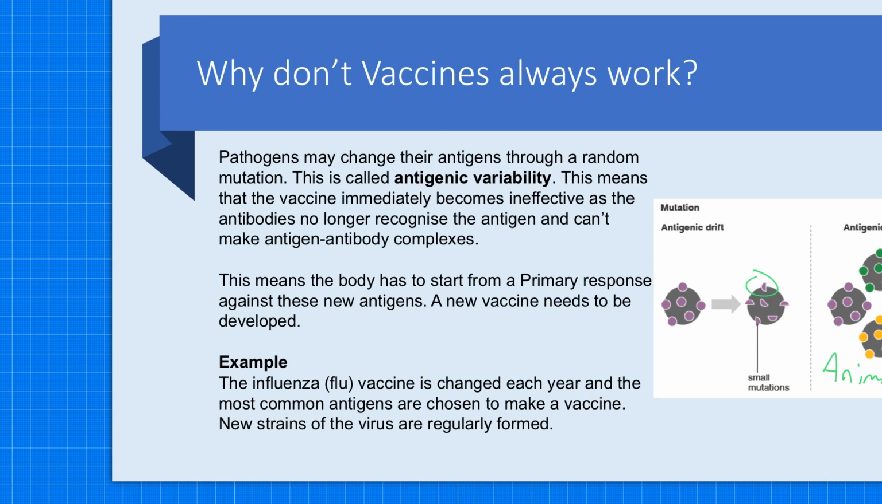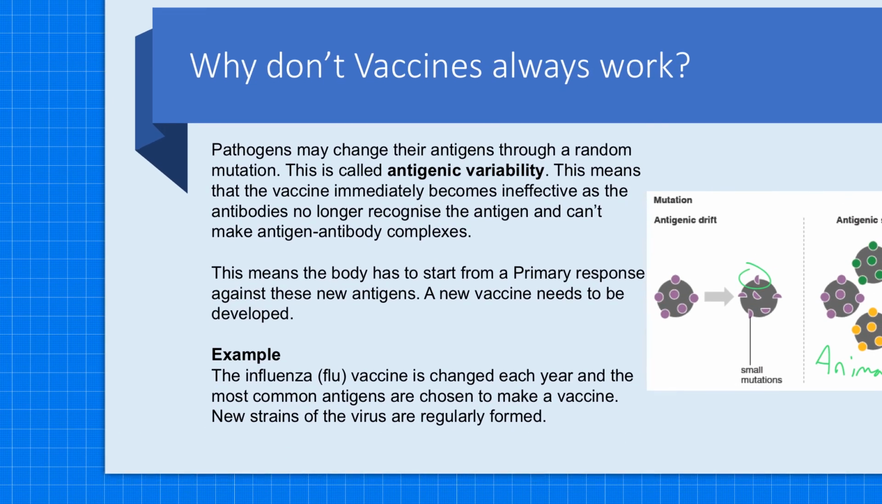So in terms of vaccinations, this means that the vaccine immediately becomes ineffective as the antibodies no longer recognize the antigen and can't make antigen-antibody complexes. So this means the body has to start from a primary response position again against these new antigens, and therefore a new vaccine needs to be developed.